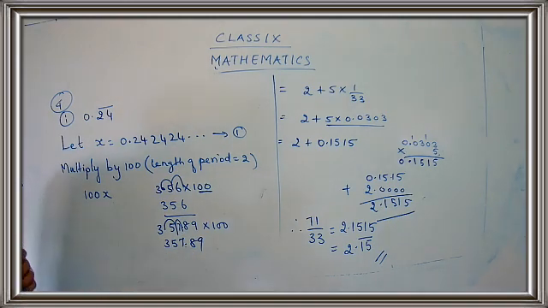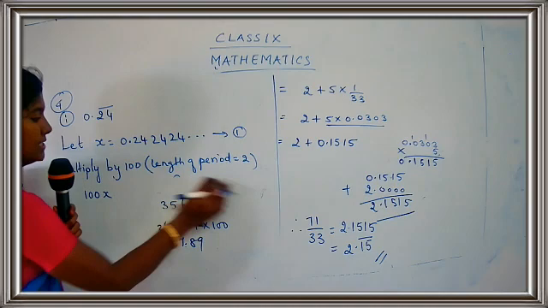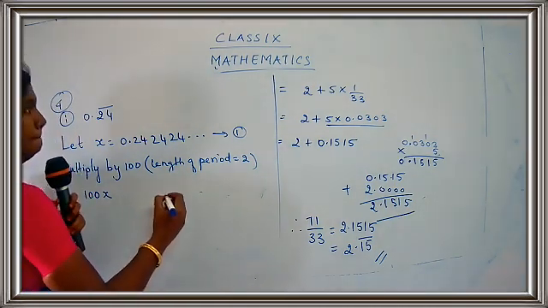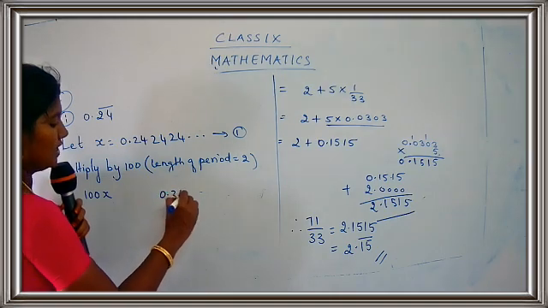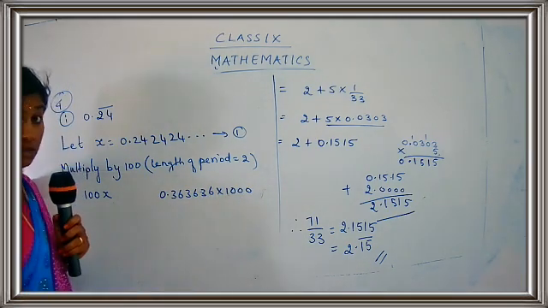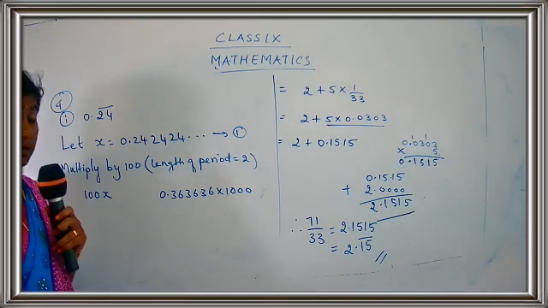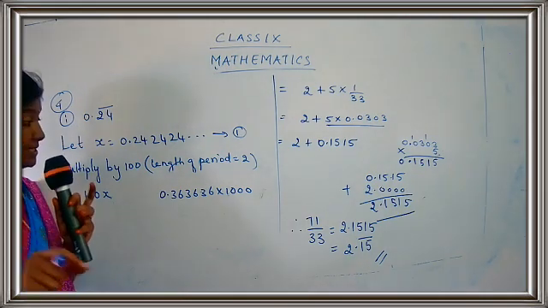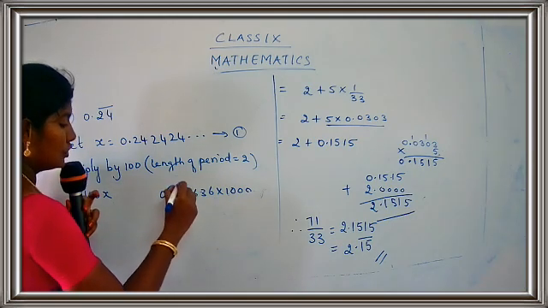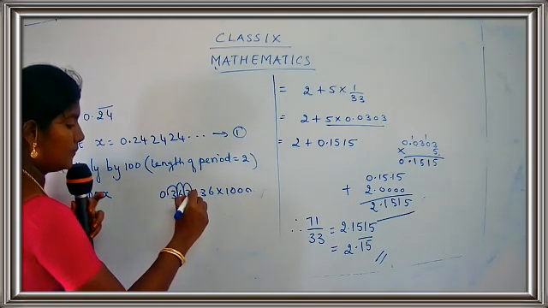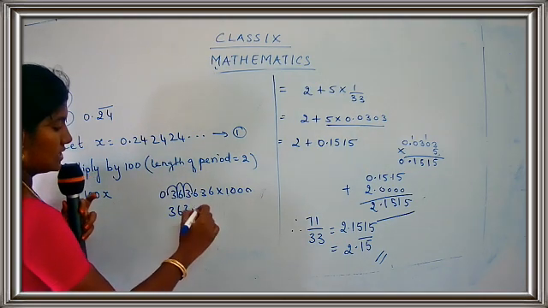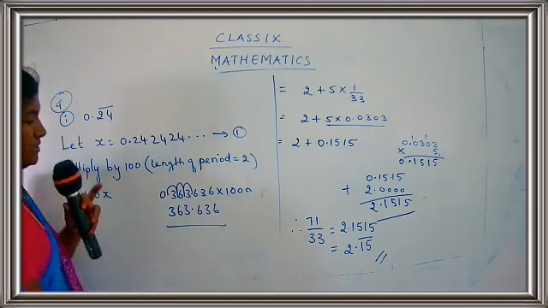357.89. Getting the point? Okay. I'll just give you one more example. If you have 0.363636 into 1000, you get 363636. 0.363636 into 1000, so 3 places. So 1, 2, 3. The decimal point comes here. So 363.636. This is the answer.